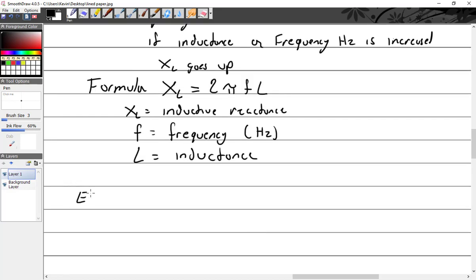So, example. Or a question. What is X of L in an inductive circuit where the frequency is 60 hertz and inductance is 7, and what's it given in? Anybody remember? Millihenries. What? Henries. Henries. 7 henries. So what is my inductive reactance?